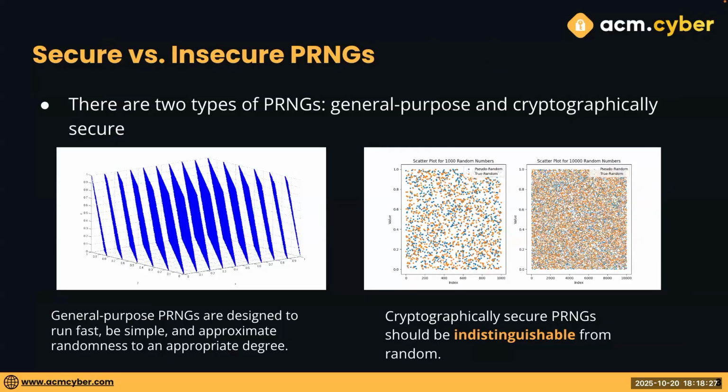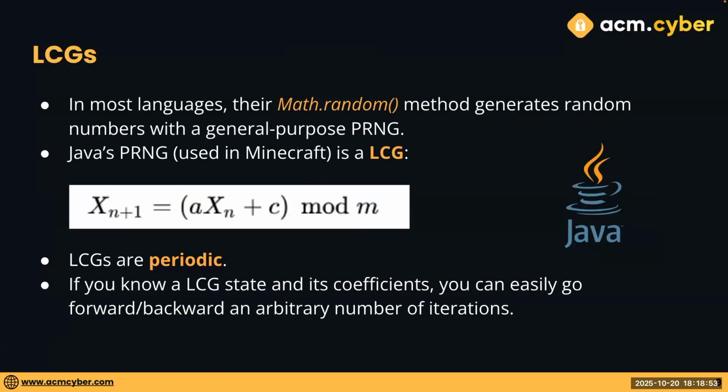PRNGs can be quote-unquote cryptographically secure or just general purpose. General purpose PRNGs are designed to run really fast, be simple, and approximate randomness to a good enough degree. They're not meant for security-intensive applications. Versus cryptographically secure PRNGs, which should look random, and it should be impossible to distinguish them from an actual random sample. So with all that background, let's get into how the PRNG in Minecraft actually works.